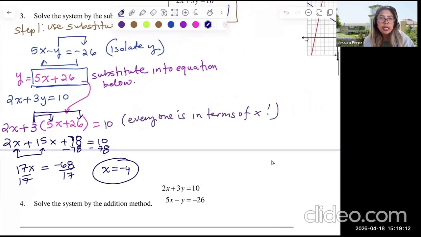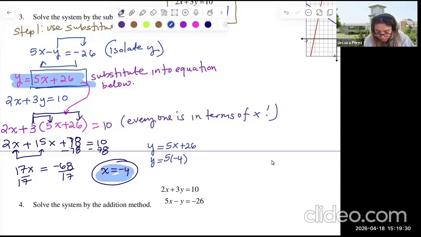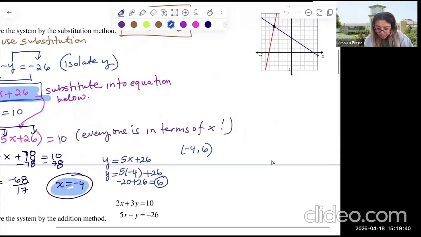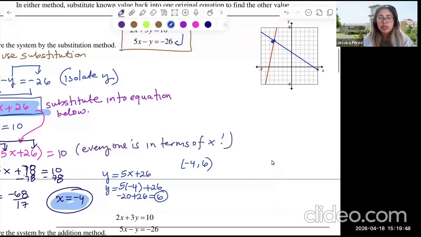Now I found one solution. I need to find my y. Since I found my x, I'm going to substitute that into the equation that I had found, y equals 5x plus 26. We substitute negative 4, so it's 5 times negative 4 plus 26. That's negative 20 plus 26, that's a 6. So my solution is negative 4 comma positive 6. And that should be the intersection, negative 4, up 6. And that's exactly the solution that we see here.